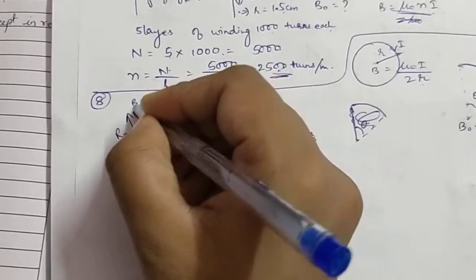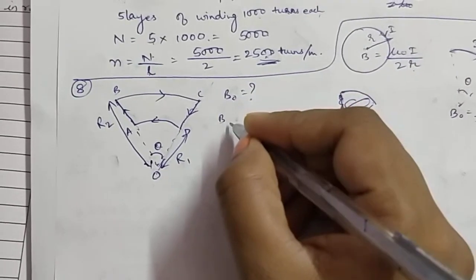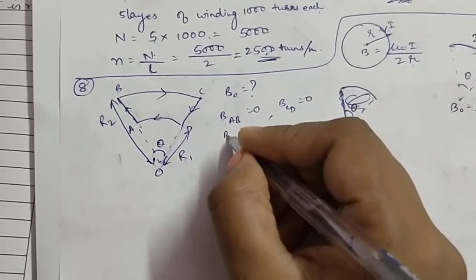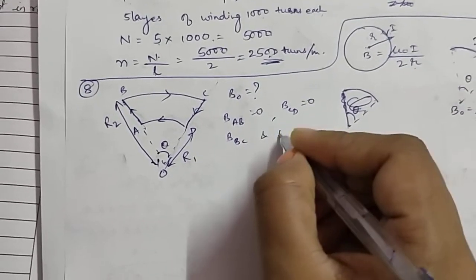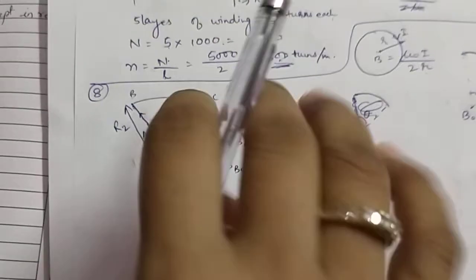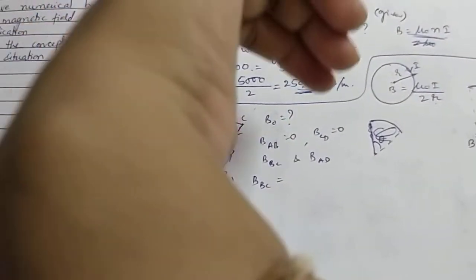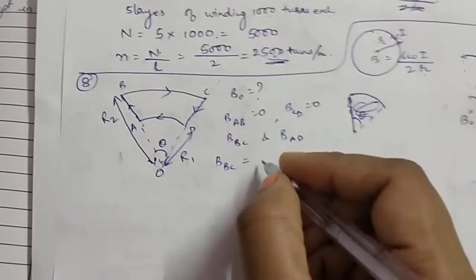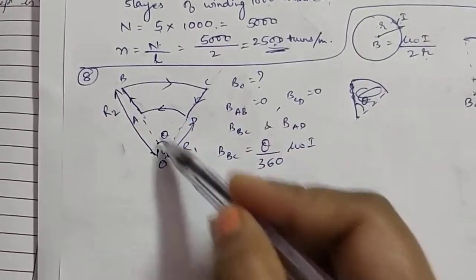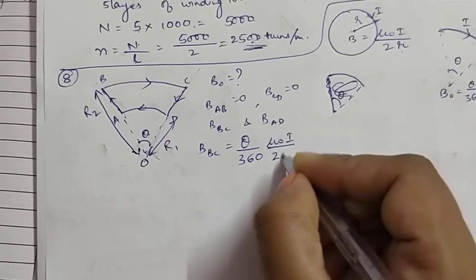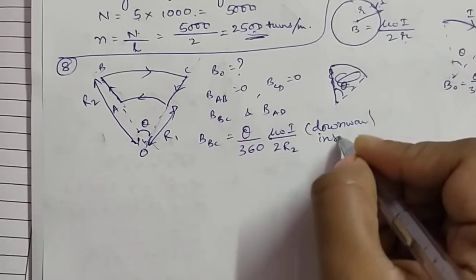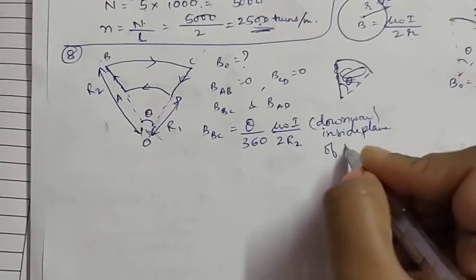If I name them A B C D, your magnetic field because of part AB is 0, and magnetic field because of part CD is 0, but you have magnetic field because of part BC and because of part AD. Now the magnetic field because of part BC, what is its value? This is the direction. First look at the direction: this is the direction of the curl, the thumb is pointing downwards, so inside the plane of the paper, and the magnitude is theta by 360 into mu naught I upon 2 r2, inside the plane of the paper.